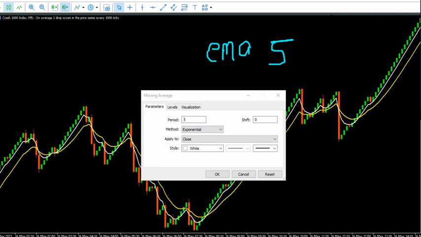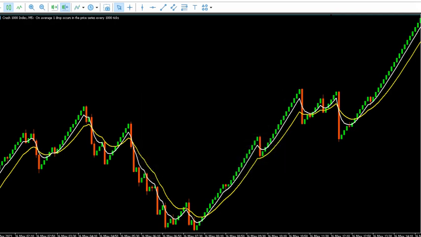We don't need any levels in this place. It's just a normal distance. So the first line here is exponential 5. Please take note of that. For those who will be asking what the indicator is, the indicator I'm using is moving average 5. That is number 1.